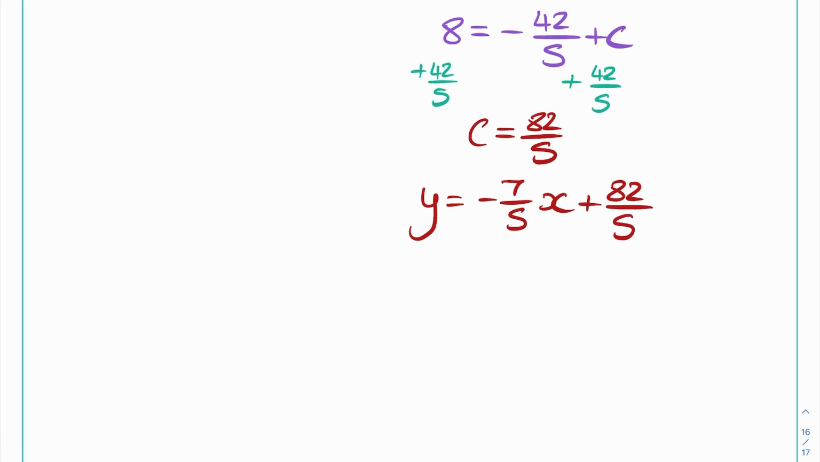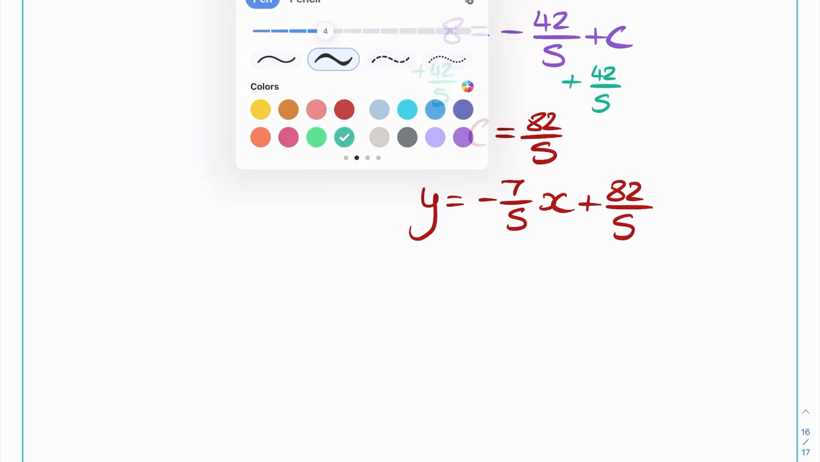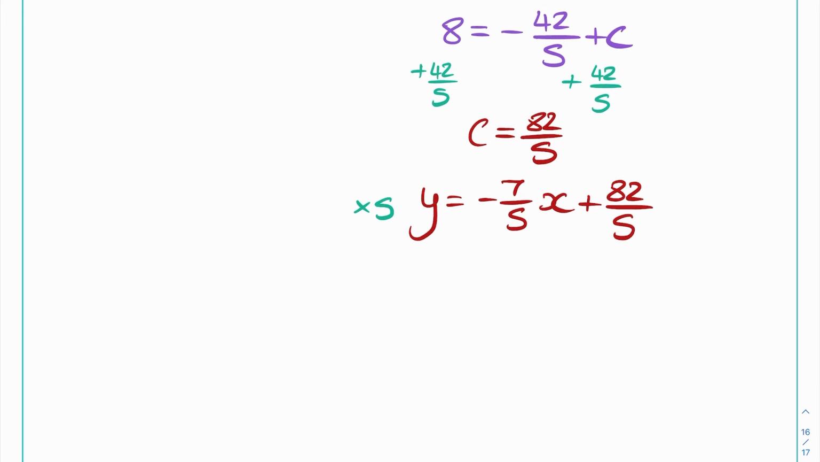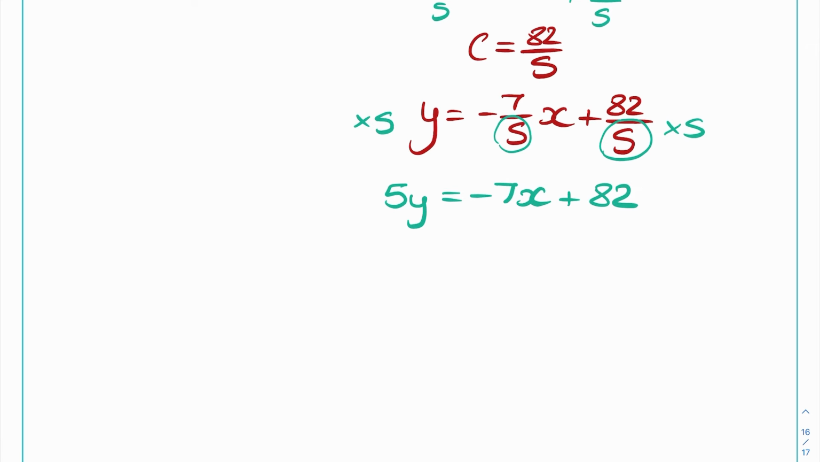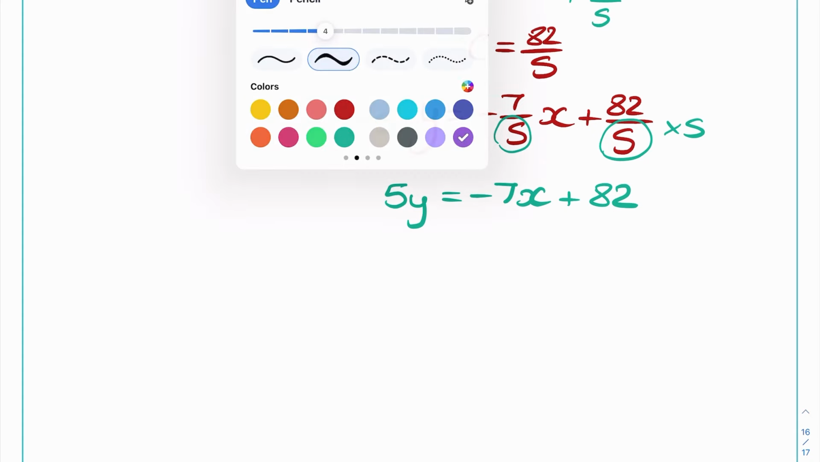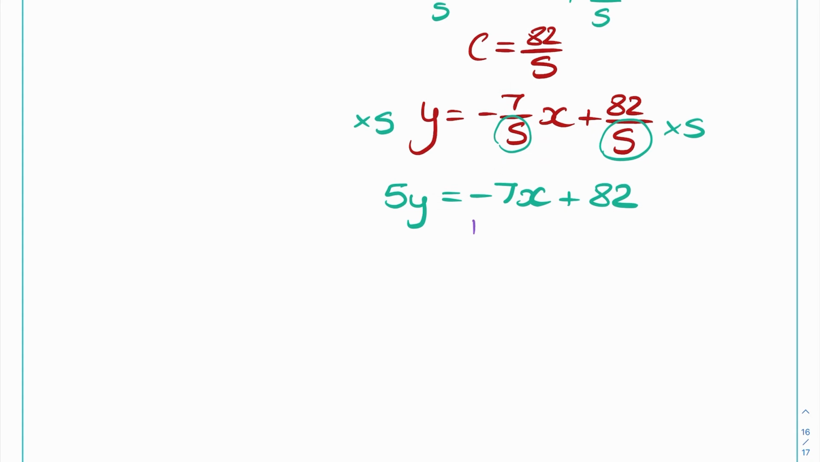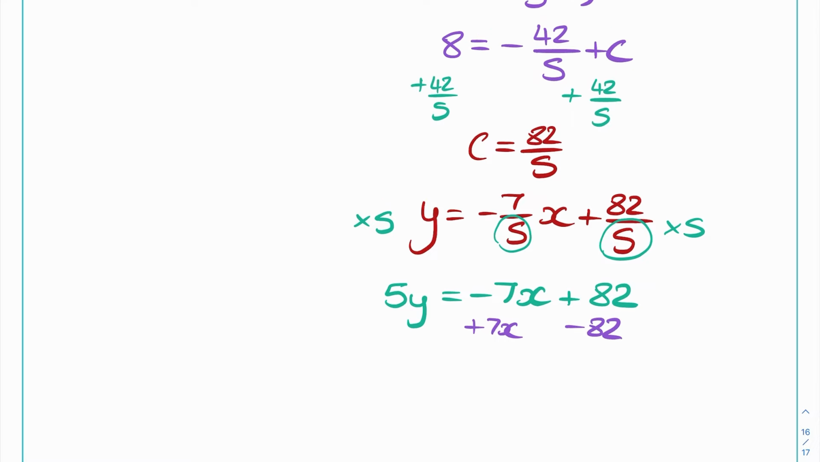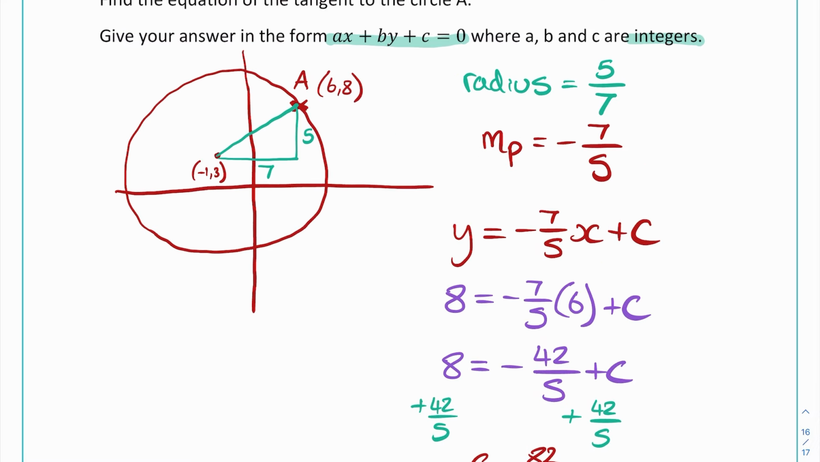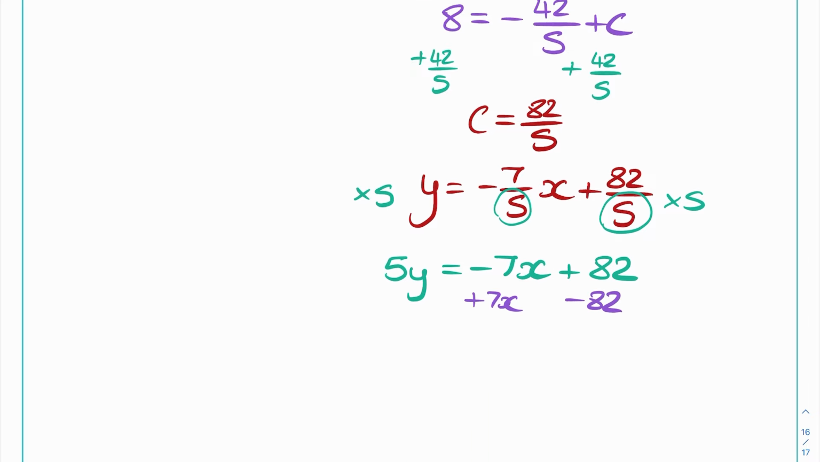Well, in order to turn them all into integers, we can actually just multiply everything by 5, as we have 5s on the bottom. When we do that, they'll disappear, so we'll get 5y is equal to -7x plus 82. So that's got rid of that problem there with the fractions. We now just need to move everything to the left. So we're going to add 7x and take away 82 from both sides, and we'll put it in the order that it asks for. So we wanted x, then y, then the number.